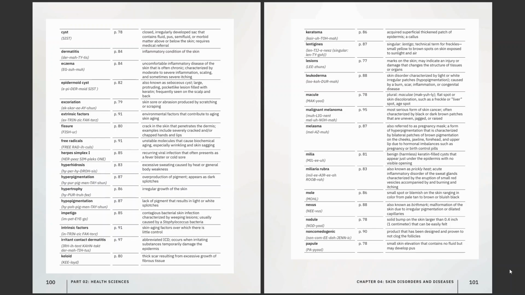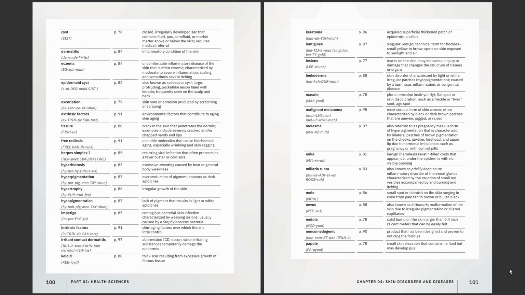Mole, small spot or blemish on the skin ranging in color from pale tan to brown or bluish black. Nevus, also known as a birthmark, malformation of the skin due to irregular pigmentation or dilated capillaries. Nodule, solid bump on the skin, larger than 0.4 inches, 1 centimeter, that can be easily felt.